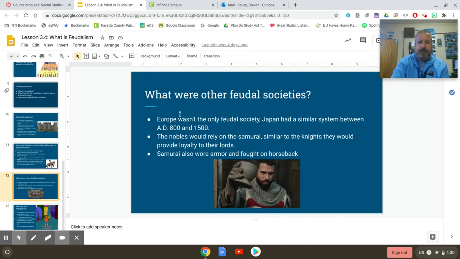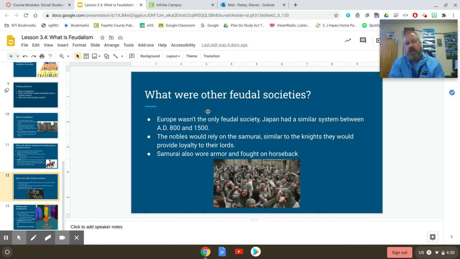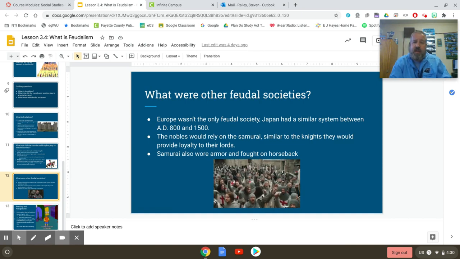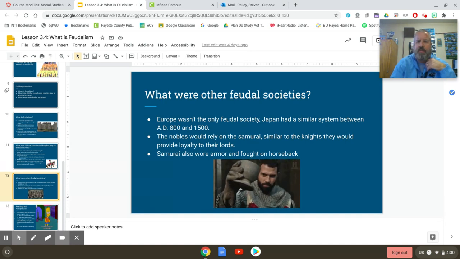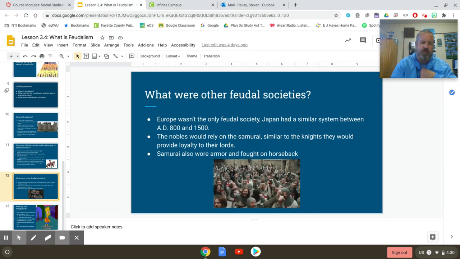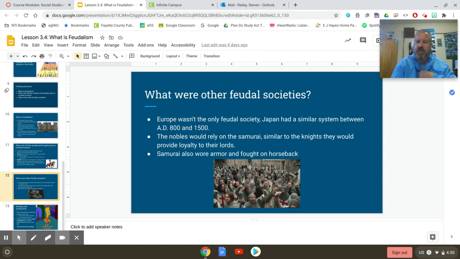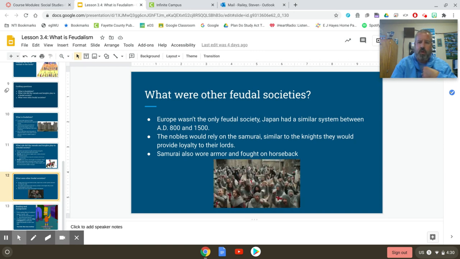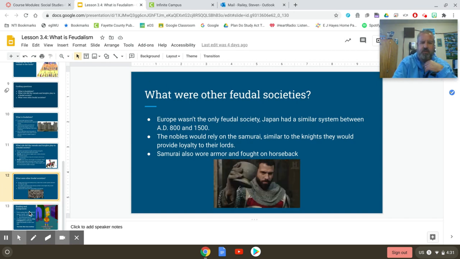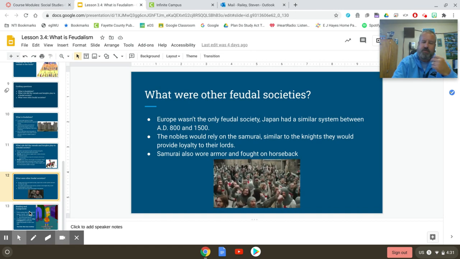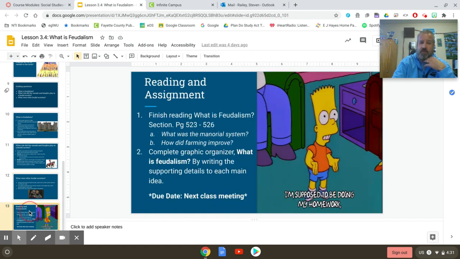Other feudal societies, not only in Europe but also in Japan, had a feudal society, but instead of knights, we called their warriors samurai. They were very similar to knights in that they were based on loyalty. They were loyal to their lord and fought for their lord, and in exchange, they were given land. Samurai wore armor and fought on horseback, similar to what a knight would have done in medieval Europe. So again, this was just the overview of what our presentation would have been.